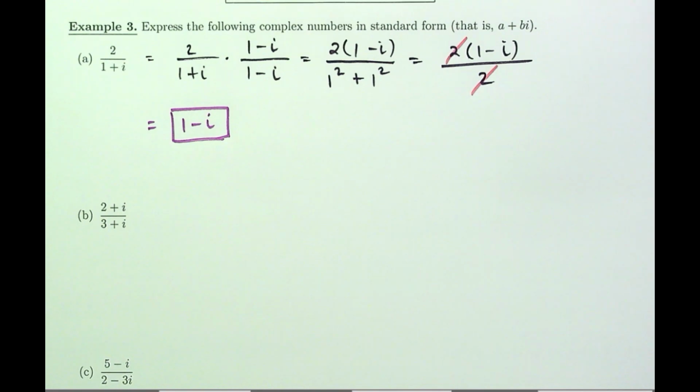Your answer should always be in the form a plus bi, because complex numbers are always expressed in their standard form, meaning in the form a plus bi, or a minus bi.